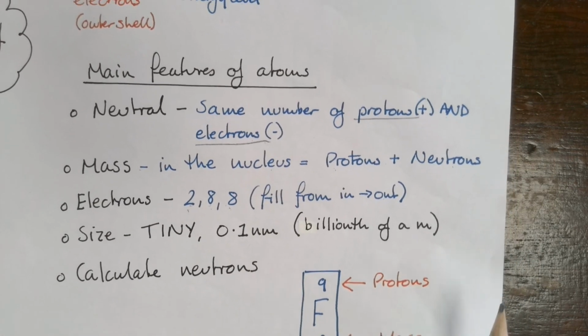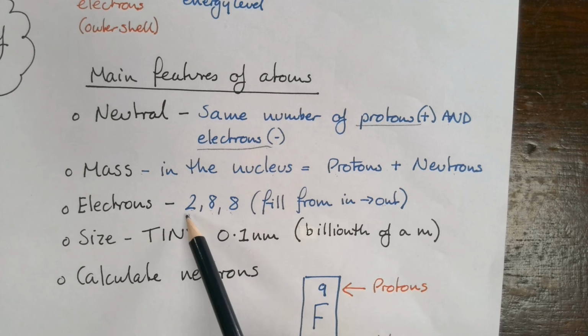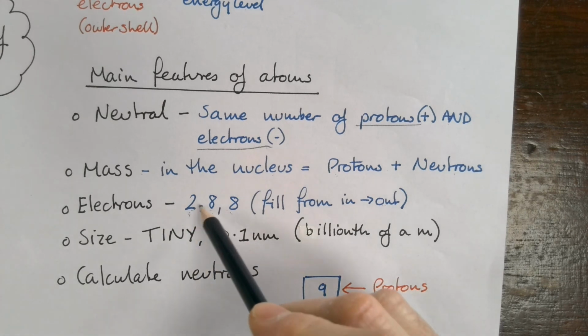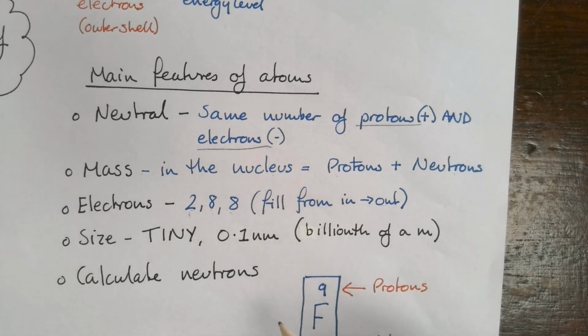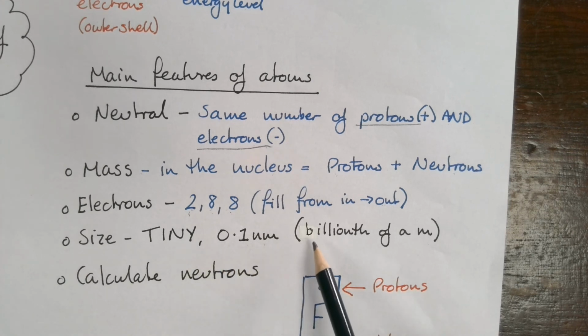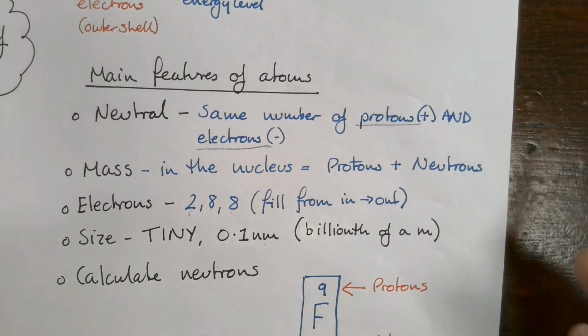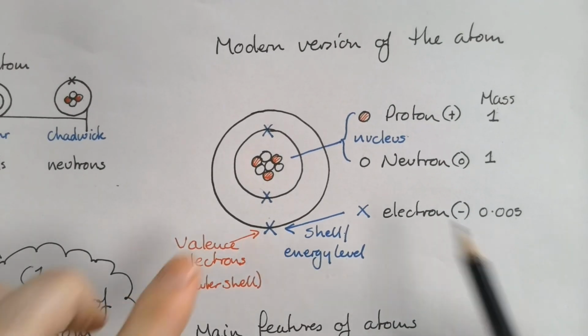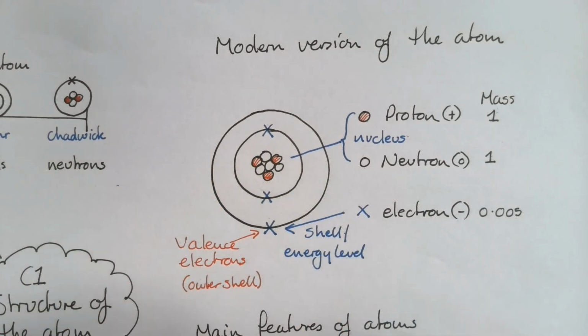And the electrons fill from the inside to the outside, and we can fit 2 in the first shell, 8 in the second shell, and then 8 in the third one. You don't need to worry about the 4th and the 5th one. Atoms are tiny, really, really small. In fact, they're 0.1 of a nanometer, which is 0.1 of a billionth of a meter. Now that's quite a small number to get your heads around, but just accept that they're really tiny. And in fact, if that's the size of the atom, imagine how small the nucleus is.